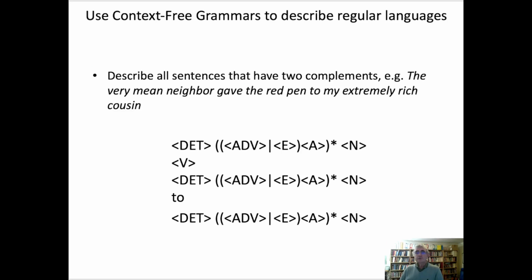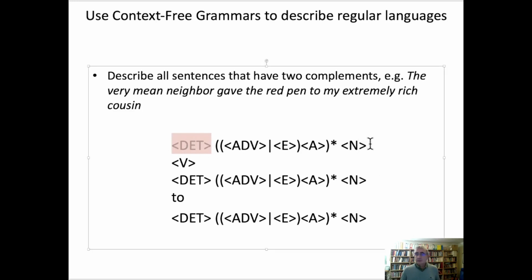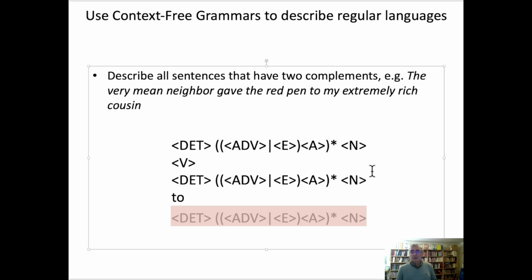So for example, if I want to describe all the sentences that have two complements, as an example, the very mean neighbor gave the red pen to my extremely rich cousin, I could write a regular grammar: determiner, followed by a noun, and between the determiner and the noun a sequence of adjectives, any number of adjectives, and each adjective could be preceded by an adverb. But then this is a subject, followed by a verb, and then the object complement will have exactly the same form as the subject, then "to", and then another complement which has exactly the same form. So you see there are some redundancies.